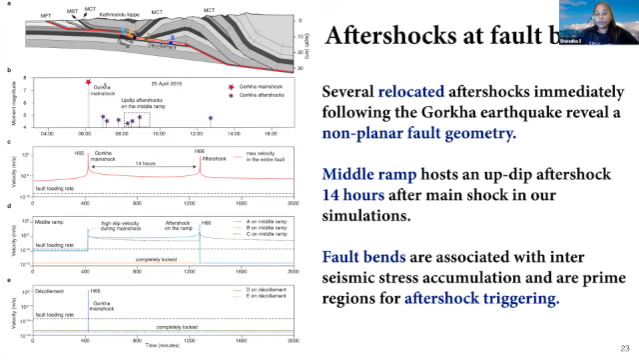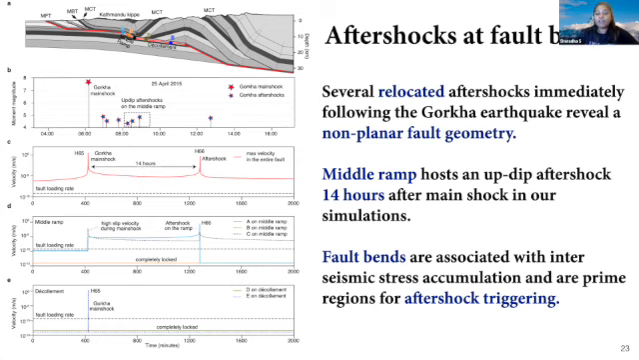This is data from the Gorkha earthquake. In the 12 hours following the Gorkha main shock, there were about seven immediate aftershocks relocated using advanced waveform techniques. And these three highlighted here occurred up-dip of the main shock, roughly around the same location as the middle ramp. And in our model with the middle ramp, an up-dip aftershock does occur after 14 hours of the main shock.